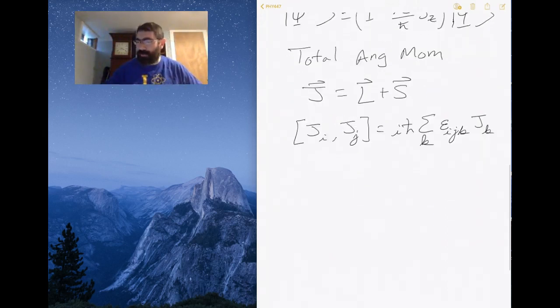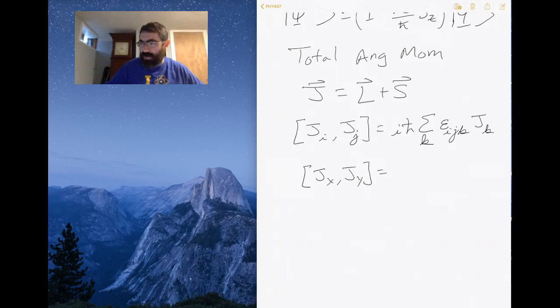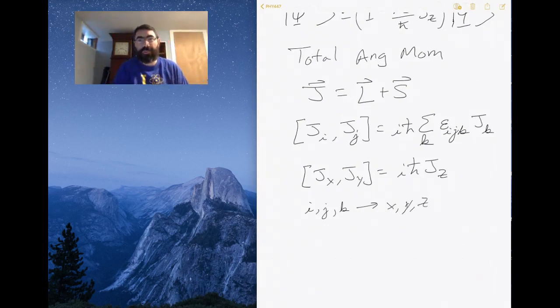Anyway, just as a few examples, what you should get is Jx, Jy equal to iħ Jz, or you can cycle through them. These i, j, and k's you can think of as Cartesian x, y, and z, or if you think in terms of spherical components, it's r, theta, phi. We'll stick with the Cartesian.